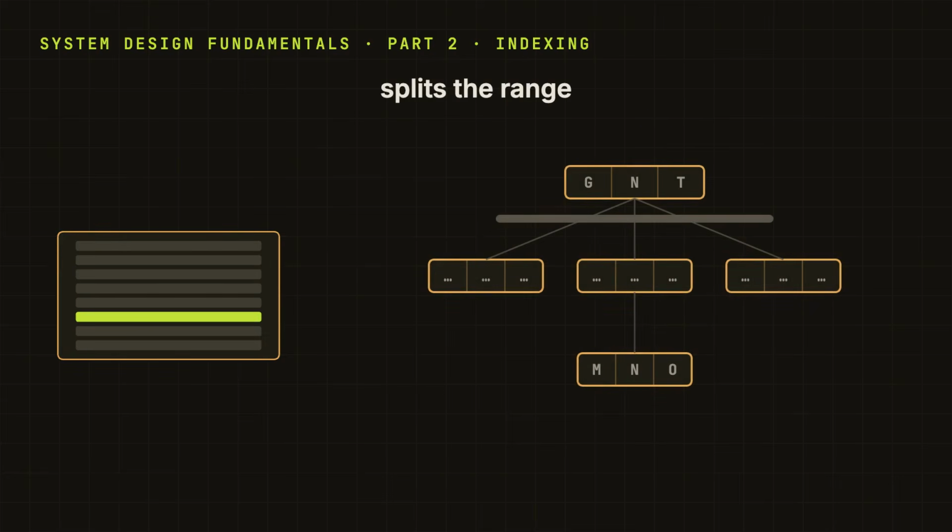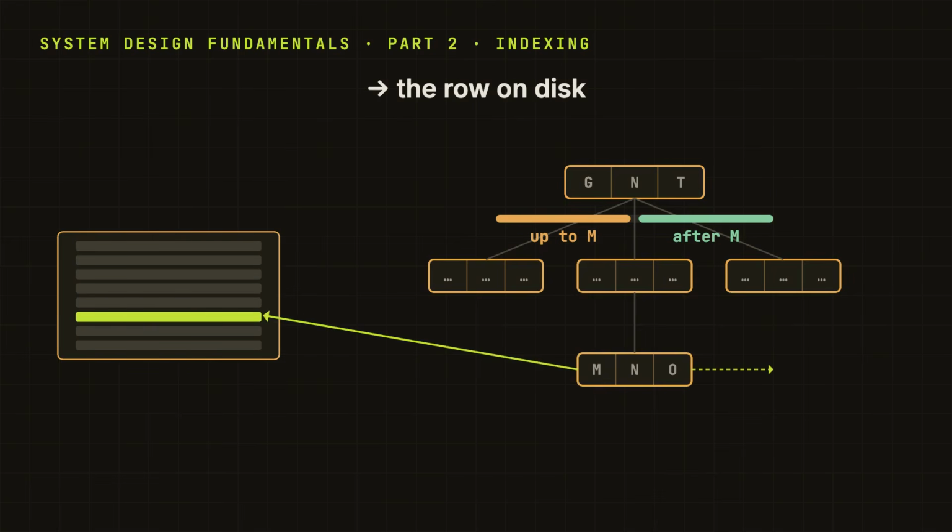The top node holds the few values that split the whole range into parts, let's say up to M and after M. And each part points down to a node one level below, which splits again. And the bottom level holds the actual values, each with a pointer to where that row physically sits on the disk. Now, here is why it is fast.